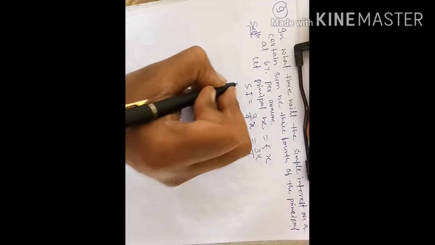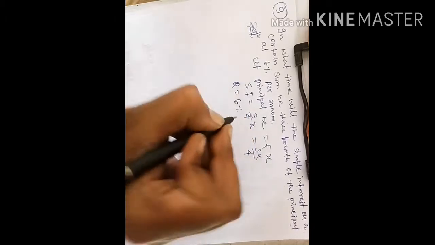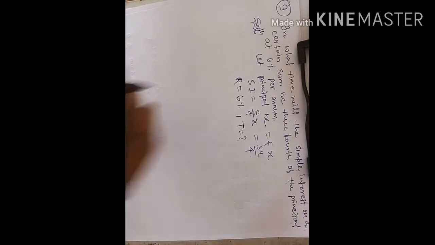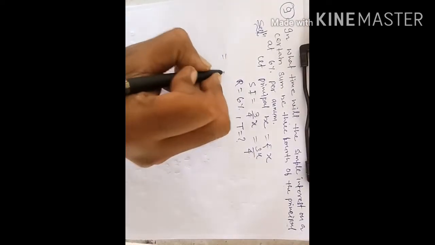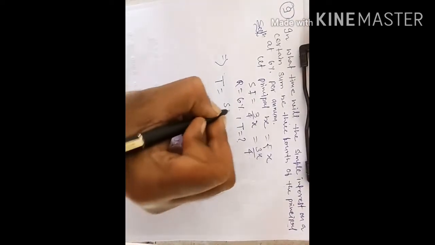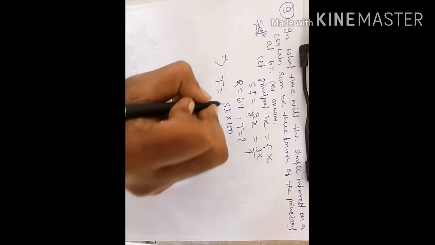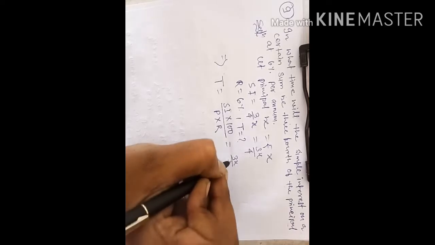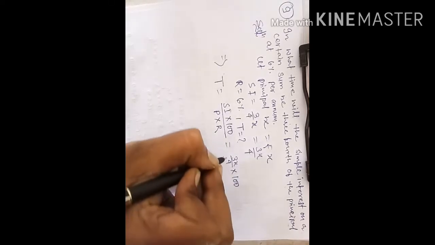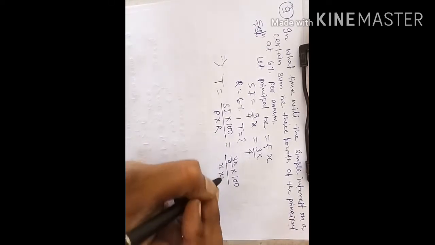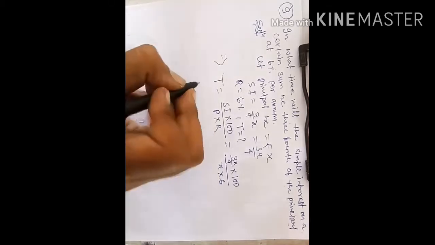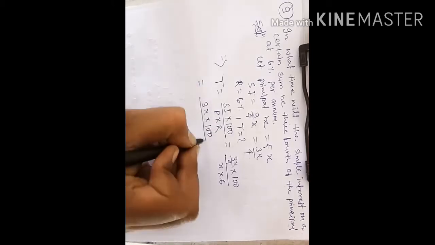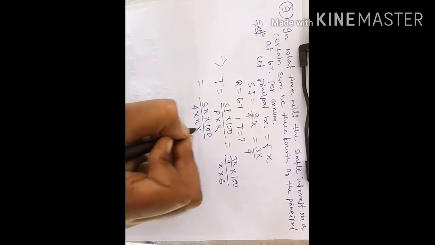Time is given, rate of R is given 6%, and you have to find time. We know that the formula of time T is equal to SI into 100 by P into R. So here SI is 3x/4 into 100, principal is x and rate of interest is 6. So after calculating you get 3x into 100 by 4 into x into 6.